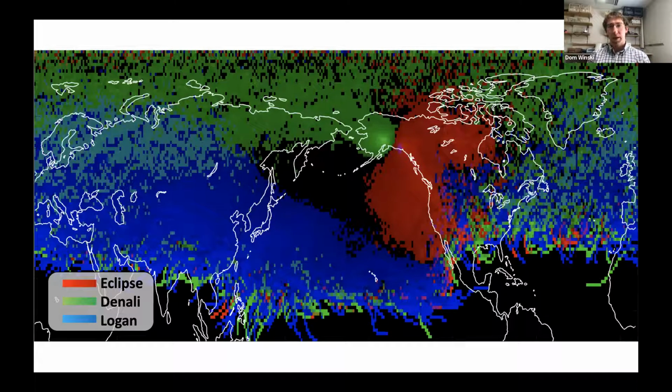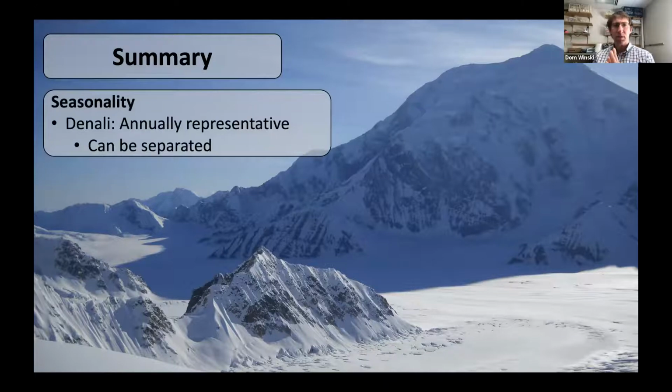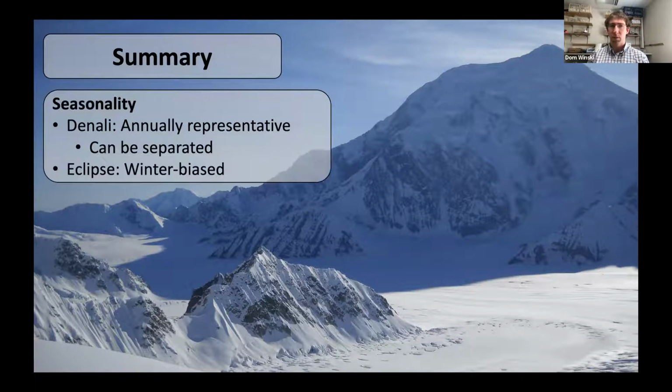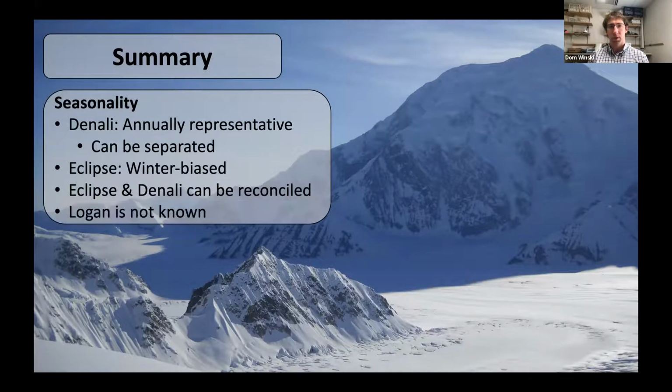Now, unfortunately, that is as far as I've gotten so far, and I know this probably opens up more questions than it answers. But to summarize, the Denali record appears to be annually representative and can be separated into both summer and winter time series, whereas Eclipse is winter biased, which means that we can reconcile the Denali and Eclipse isotope records based on seasonality, or at least get closer. And we don't yet know for Logan.